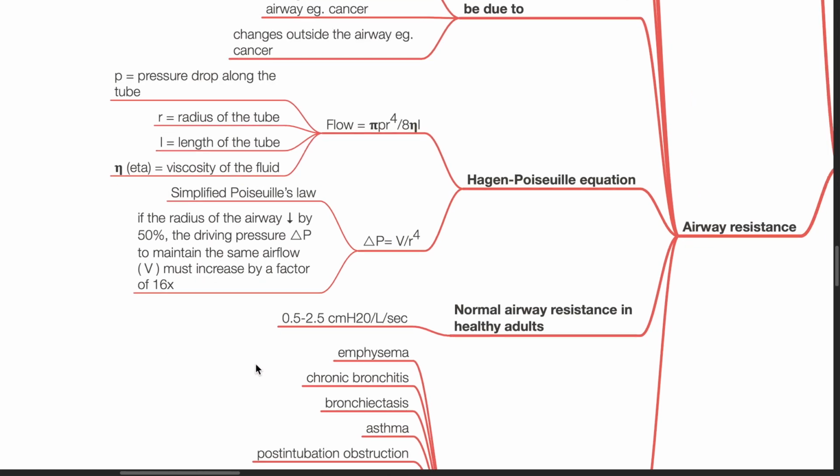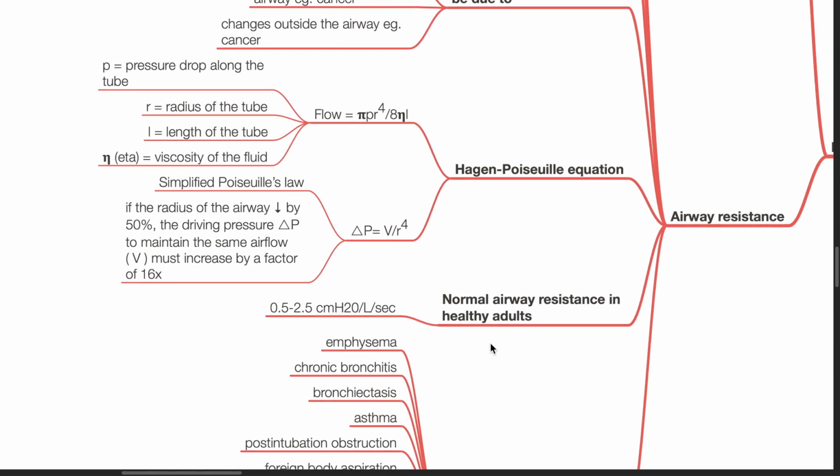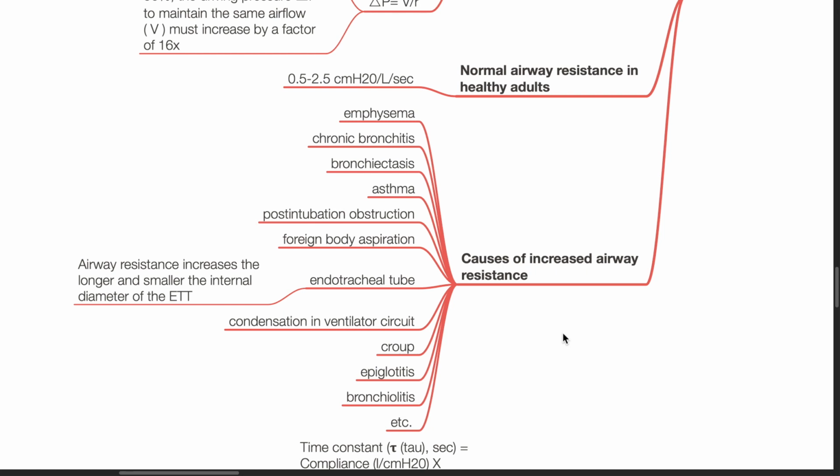Normal airway resistance in healthy adults is 0.5 to 2.5 cmH2O per liter per second. Causes of increased airway resistance include emphysema, chronic bronchitis, bronchiectasis, asthma, post-intubation obstruction, foreign body aspiration, endotracheal tube. Airway resistance increases the longer and the smaller the internal diameter of the ETT. Condensation in the ventilator circuit, croup, epiglottitis, bronchiolitis, etc.